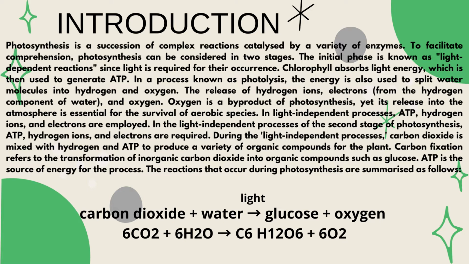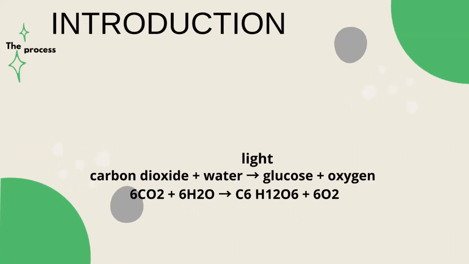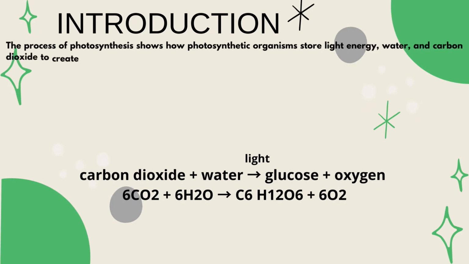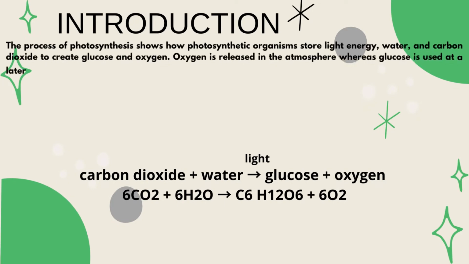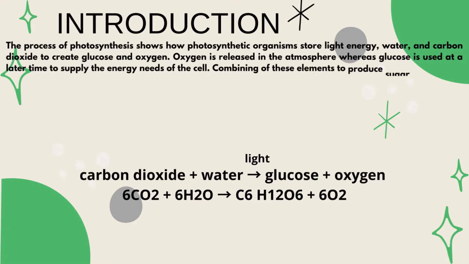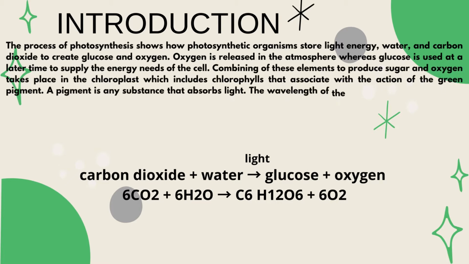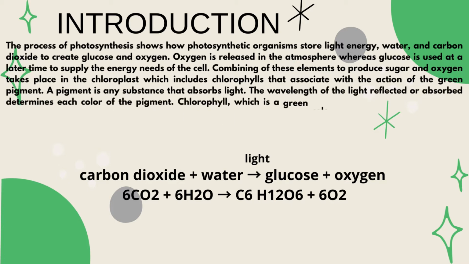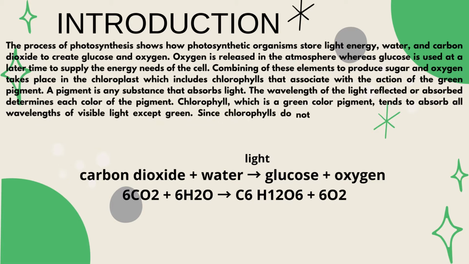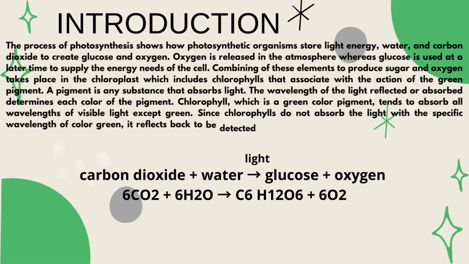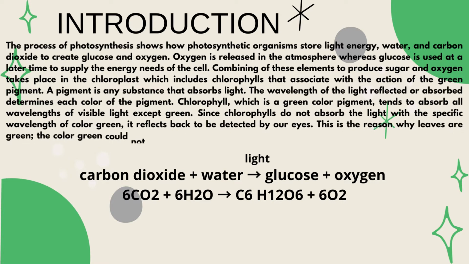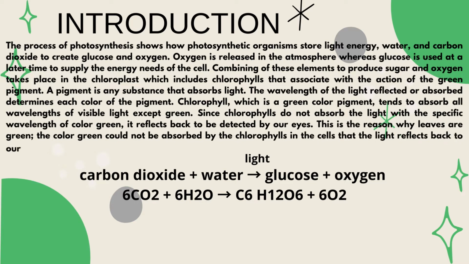The reactions that occur during photosynthesis are summarized as follows. The process of photosynthesis shows how photosynthetic organisms use light energy, water, and carbon dioxide to create glucose and oxygen. Oxygen is released into the atmosphere, whereas glucose is used at a later time to supply the energy needs of the cell. The combining of these elements to produce sugar and oxygen takes place in the chloroplast, which includes chlorophyll, the green pigment.